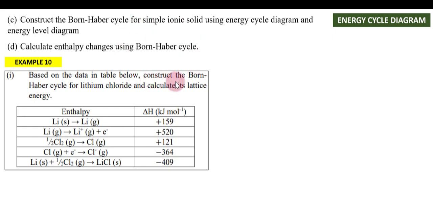So for the Born-Haber cycle, just remember this cycle where we want to produce the ionic solid. So here we have the ionic solid. The formation of the ionic solid comes from its elements. So here actually is the enthalpy of formation definition. So we are going to use the enthalpy of formation definition, which is the formation of the ionic solid. It comes from the elements.